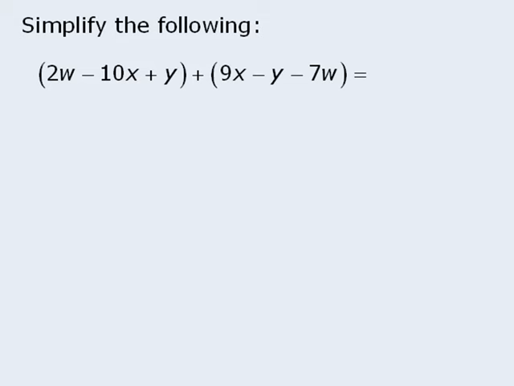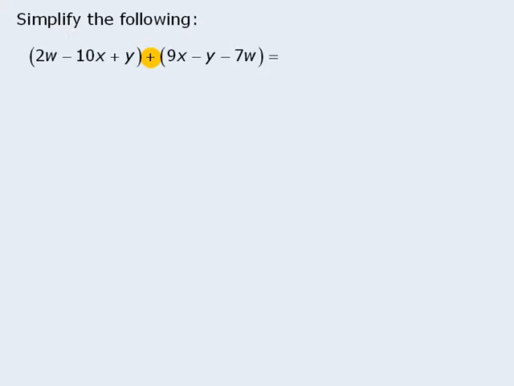Here we are taking one expression in parentheses and adding another expression in parentheses. When adding two expressions in parentheses, we simply remove the parentheses and then further simplify the like terms. To simplify, we can first combine 2w and negative 7w to get negative 5w. Next, negative 10x plus 9x simplifies to be negative 1x or minus x. And finally, positive 1y and negative 1y cancel out, leaving us with no y's. So the expression on the left simplifies to be negative 5w minus x.